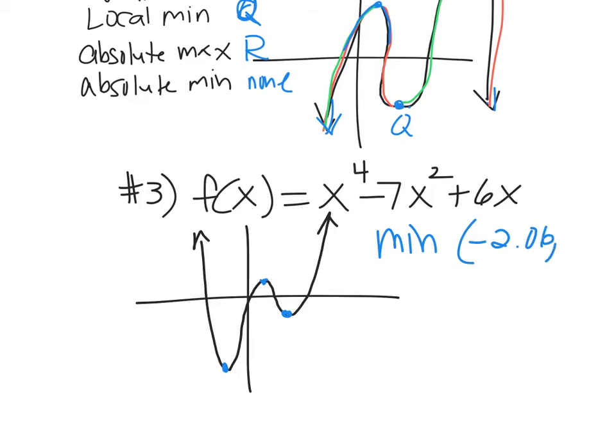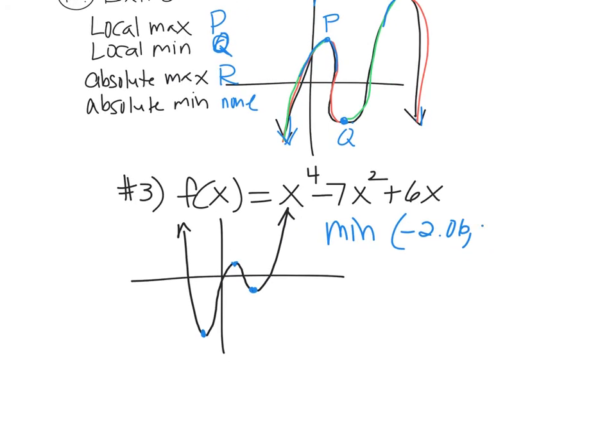2.06, negative 24.06. Okay. Some people will just list the y value as the minimum because that's the lowest it goes in the y. I like to just list it as a point.